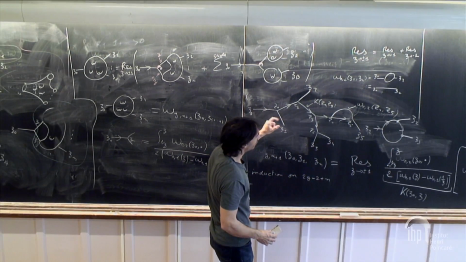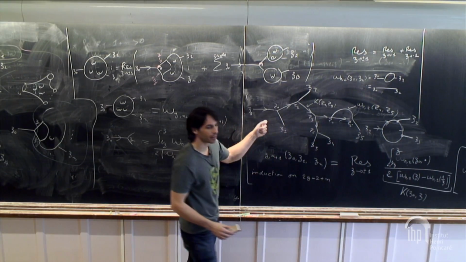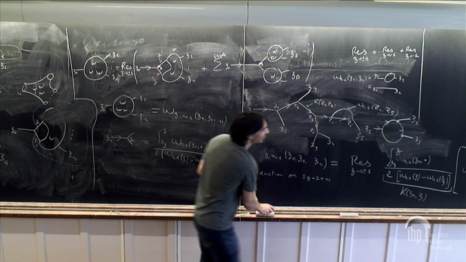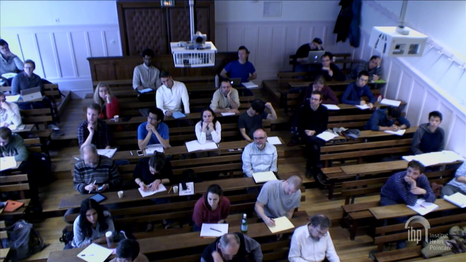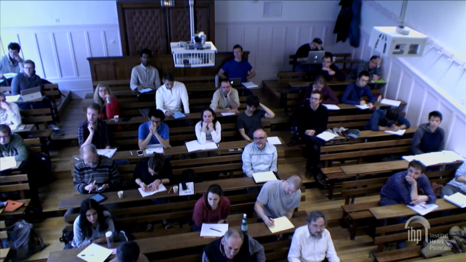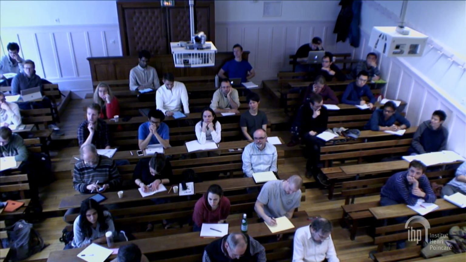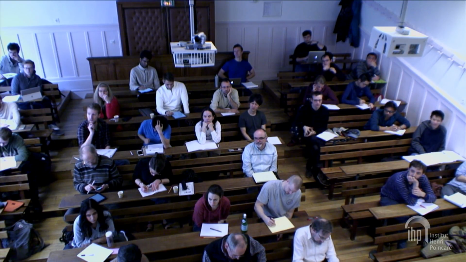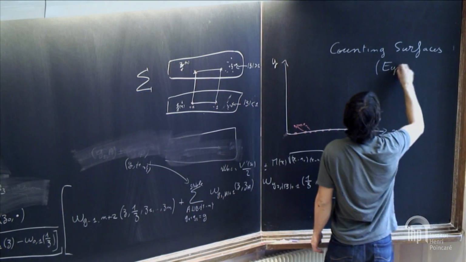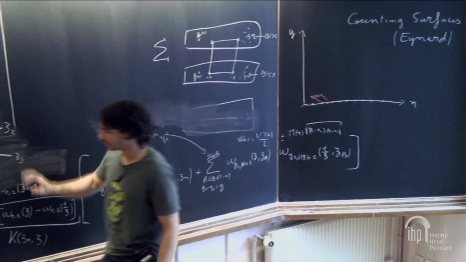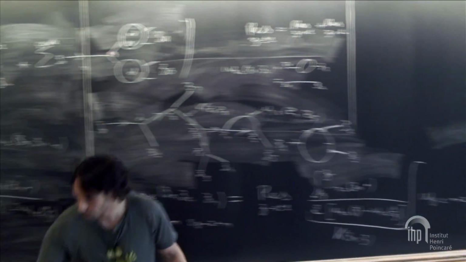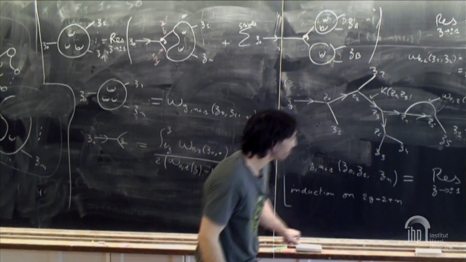Now, this representation is a very convenient tool. If you want to see the detail of the set of graphs that you get here, once again, you can look at the book Counting Surfaces by Eynard. The set of graphs you get is described explicitly, and there are many examples here.